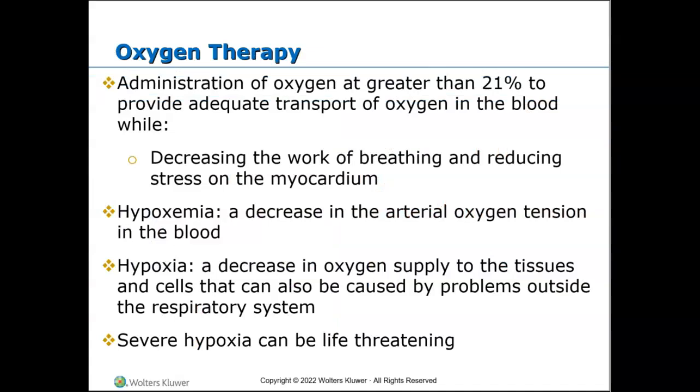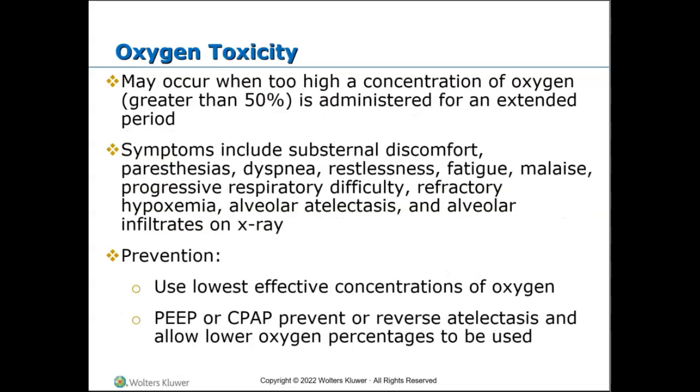So we talked about oxygen therapy in detail in lab, right? Room air outside in the environment here is 21%. By giving oxygen therapy, it does decrease the patient's work of breathing as well as the stress on the heart. When a patient's hypoxemic, that means they have a decrease in their arterial oxygen in the blood. Hypoxia is the decrease in oxygen supply to the tissues and cells. And severe hypoxia, as we all know, can be very life-threatening and life-limiting, right?